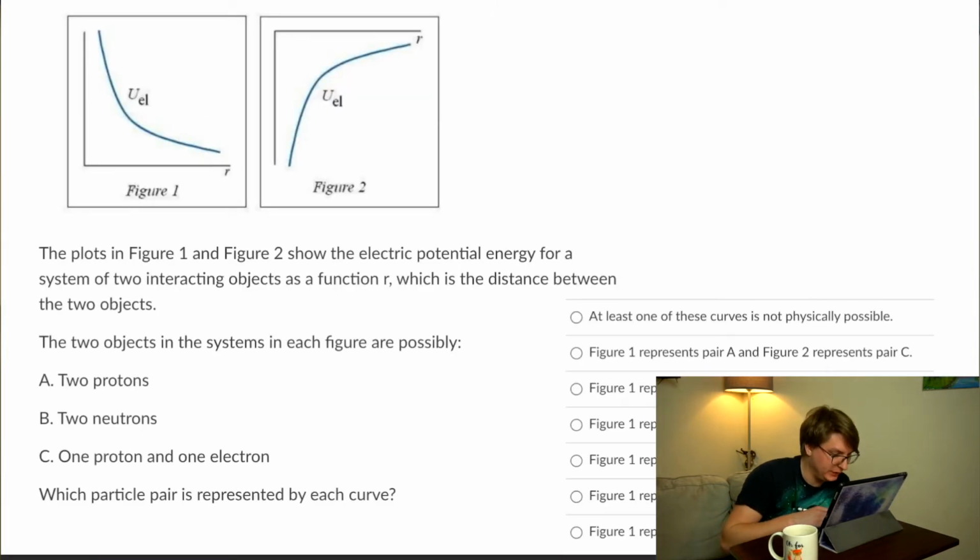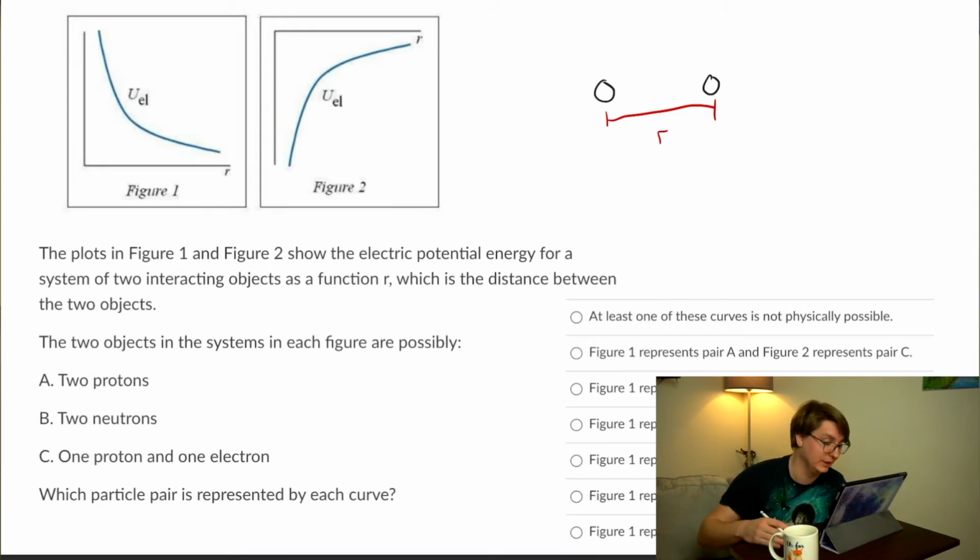We have plots in figure 1 and figure 2 that show the electric potential energy for the system of two interacting objects as a function of R, the distance between the two objects. So you have something sitting here, something sitting here, and this distance R is what's in between them. The objects in the systems in each figure are 2 protons, 2 neutrons, 1 proton, and 1 electron. So it's probably not going to be 2 neutrons. Neutrons don't have any charge, so they wouldn't interact with any electrical stuff and wouldn't have any electrical energy associated with them. So I'm just going to cross that off.